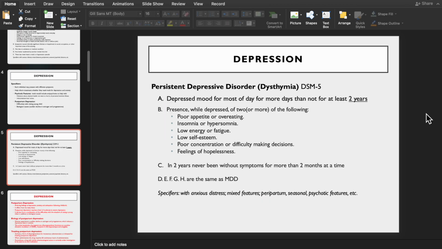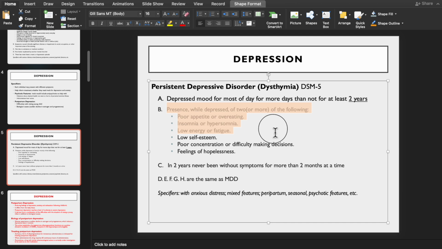Persistent depressive disorder. Here, the individual has to meet criteria A through H. The depressed mood has to occur for most days for at least 2 years. They would have had at least 2 of the symptoms listed here consistently, with no break for at least 2 months at a time, before we can actually diagnose. Criteria B: poor appetite, overeating, insomnia, hypersomnia, low energy, fatigue, low self-esteem, poor concentration, feelings of hopelessness. So it's similar to major depressive disorder. C: in 2 years, they've never been without symptoms for more than 2 months at a time. And then D through H are the same as major depressive disorder.